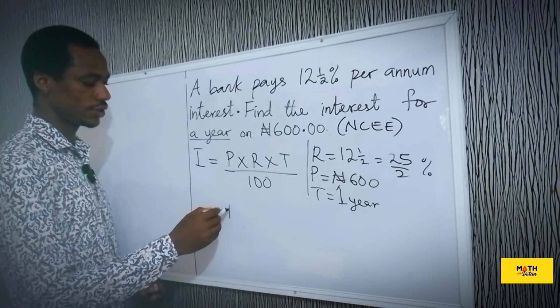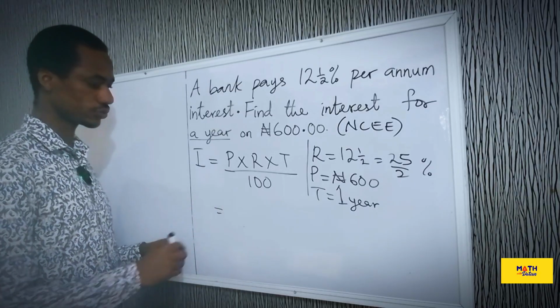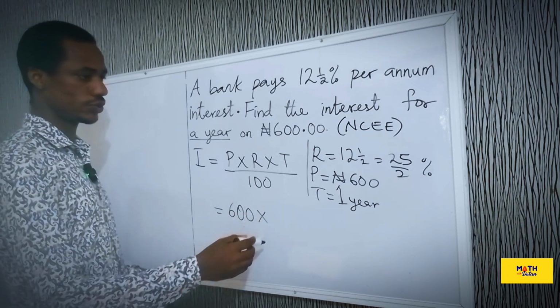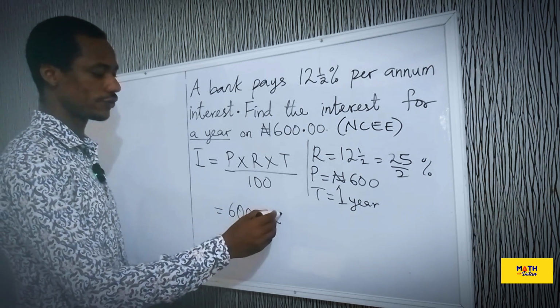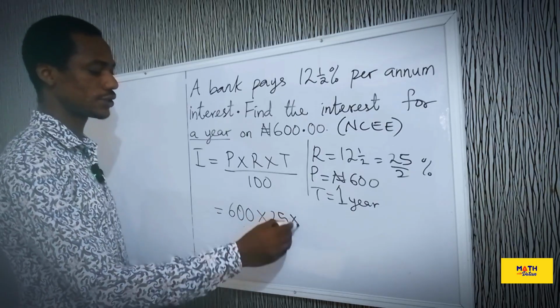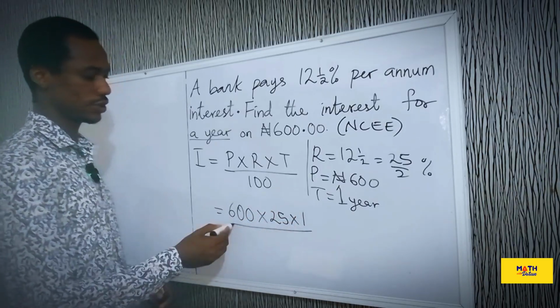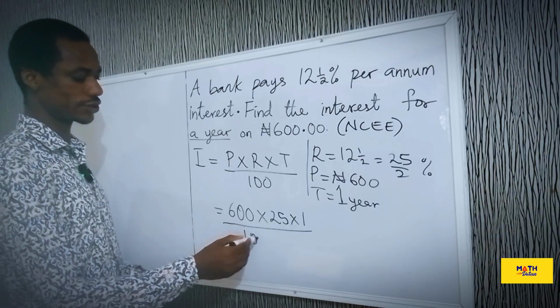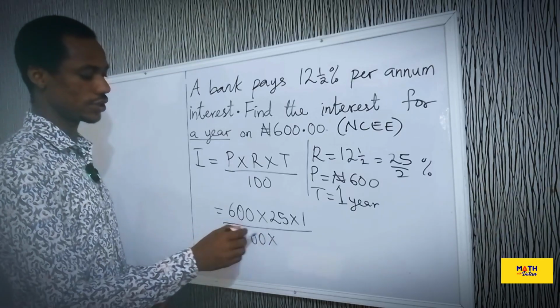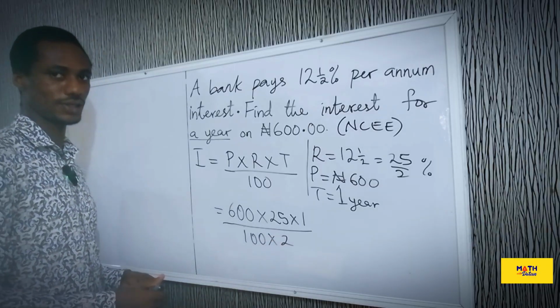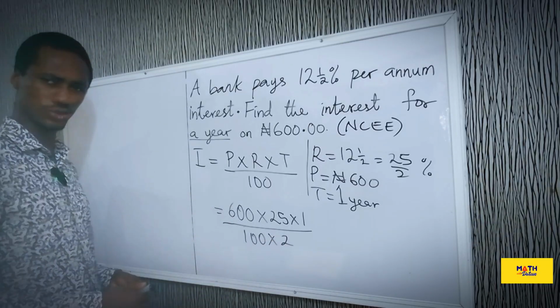So we have 600 naira times the rate, which is 25 over 2, and then times the time. I told you how to do that when you have a fraction, right? When you have the fraction, you put the denominator of the fraction downstairs with the 100. That's simple. Do you know why we do that?